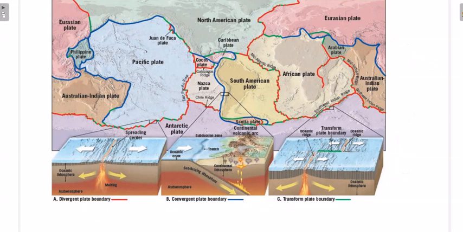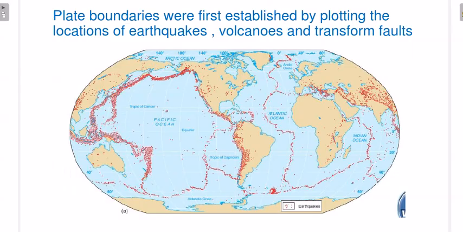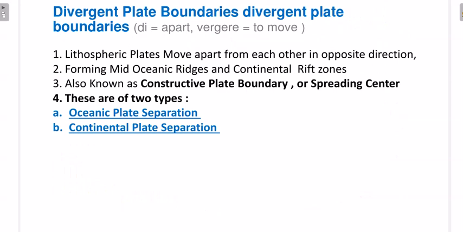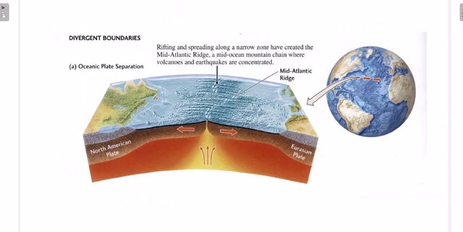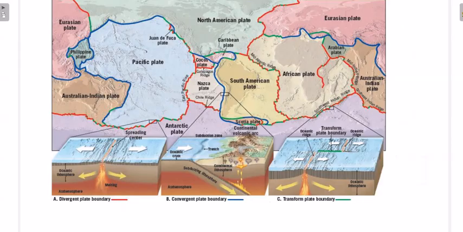All right, so by this we will conclude the lecture. In the next lecture we will discuss thoroughly about divergent plate boundaries and mid oceanic ridges. Okay, to usme hum discuss karenge ki mid oceanic ridge kya hoti hai, slow and fast kaun si ridge hoti hai. Okay, all this we will discuss.